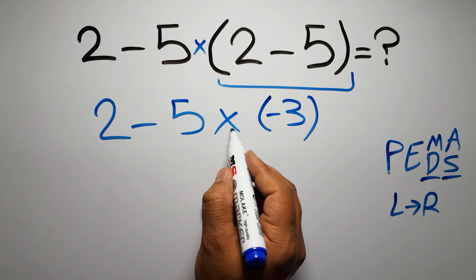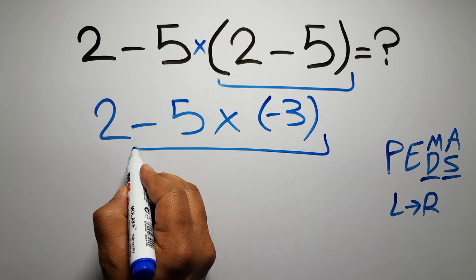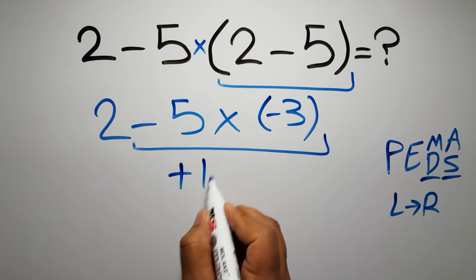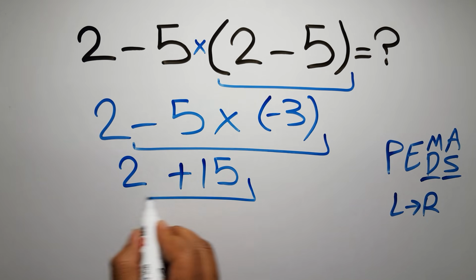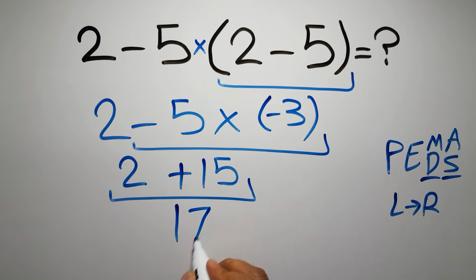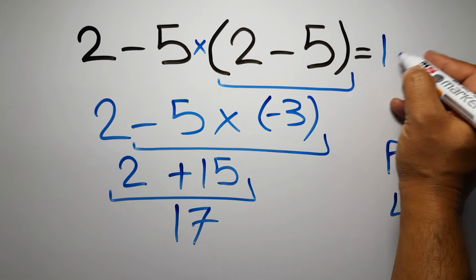Negative 5 times negative 3 gives us positive 15. So 2 plus 15, which equals 17. And this is our final answer to this problem. The correct answer is 17.